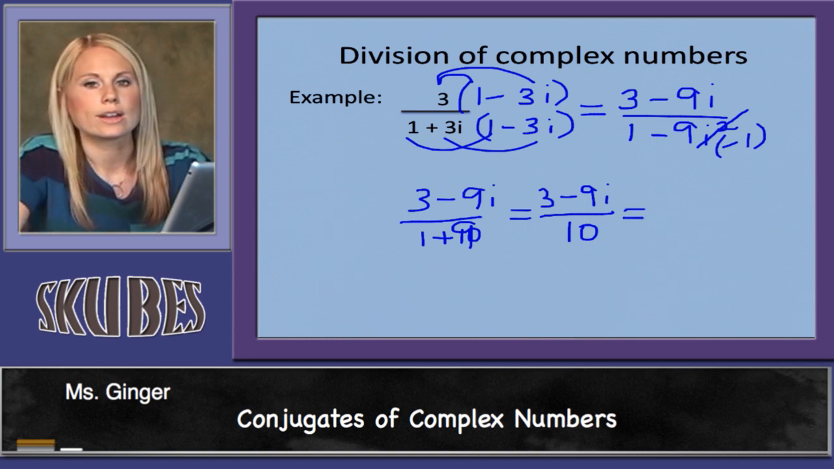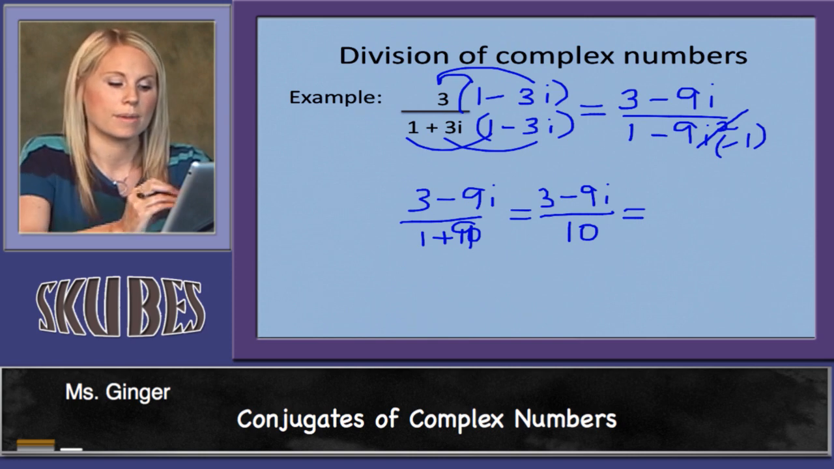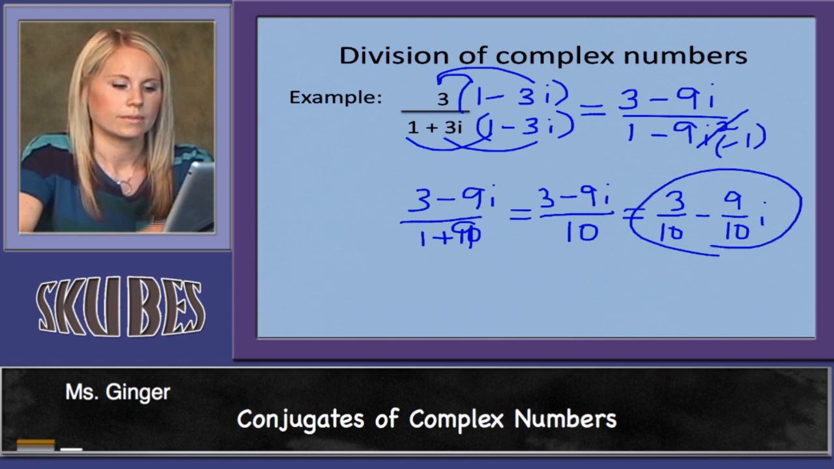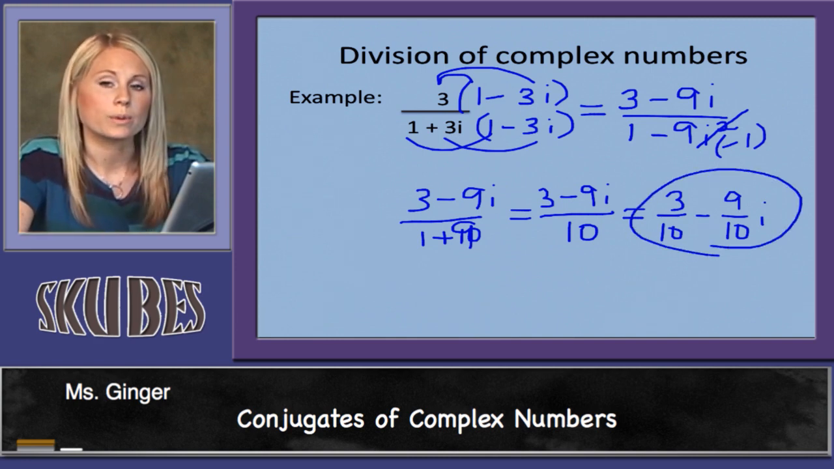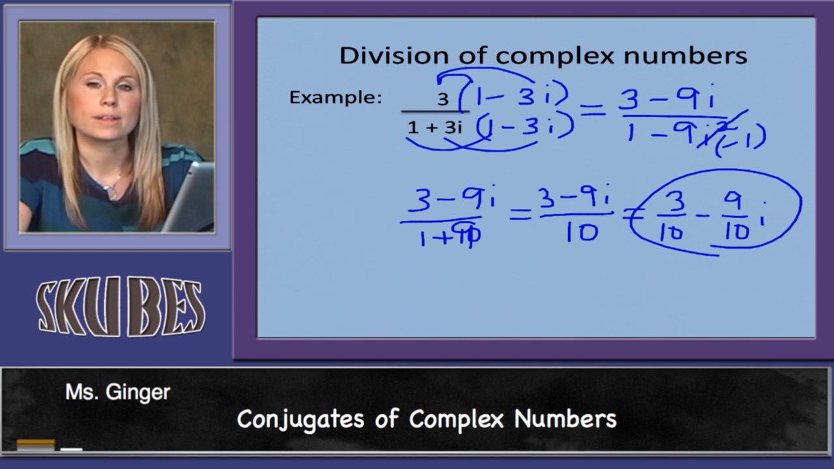So remember, we can leave our answer in this form, or we can split it up into the real part separate from the imaginary part, which would look like this. And we are all finished. There is nothing more we can simplify. So this concludes our lesson on conjugates of complex numbers.